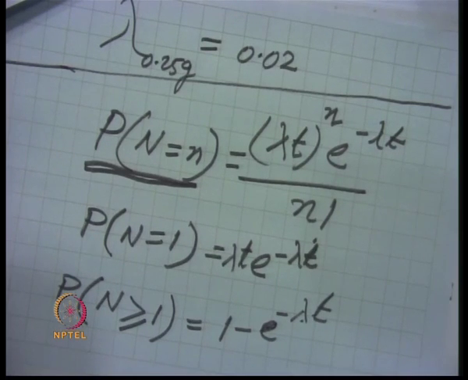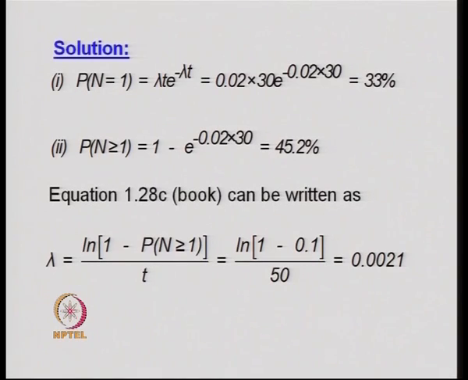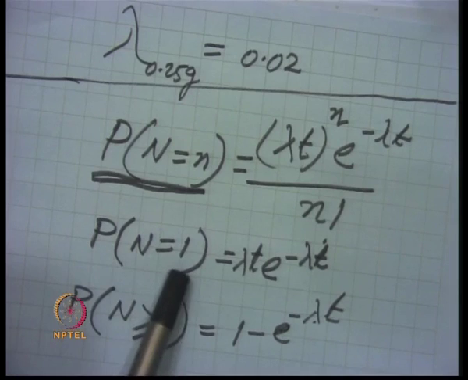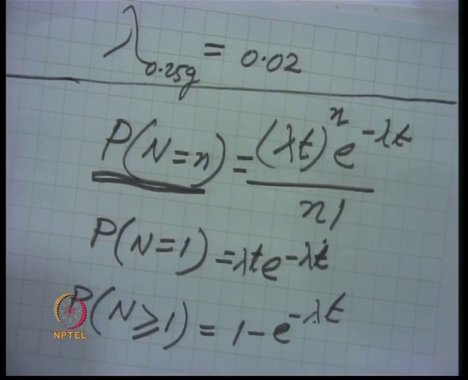So, the answer to the first is the probability of occurrence of only one event, such event is given by the equation that we have written. This is the equation, probability of occurrence of only one event, and we put the appropriate value. The value of lambda is given as 0.02. The time period is 30 years, and then e to the power minus lambda t. So, that gives a result of 33%.